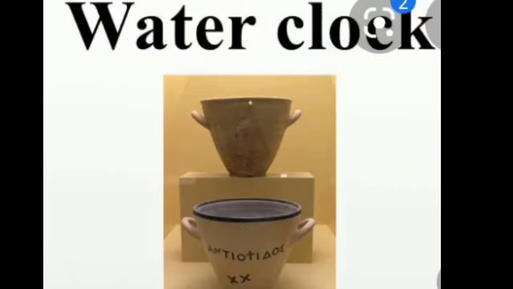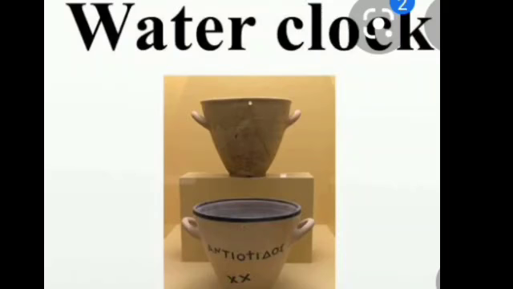This is the water clock. Water clock was yet another time measuring device used in ancient time. A water clock used the rate at which water drips from one vessel to another to measure time intervals. Water was allowed to drip from one vessel to another vessel kept at a lower level.